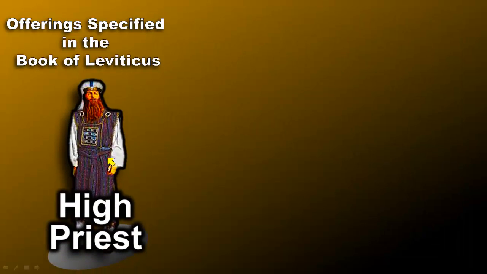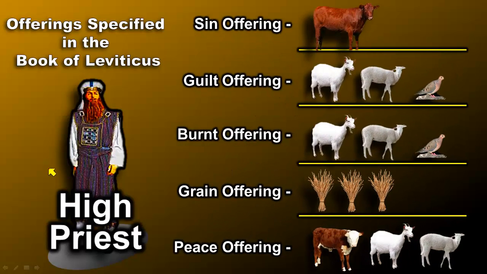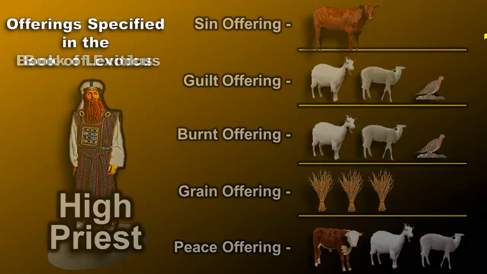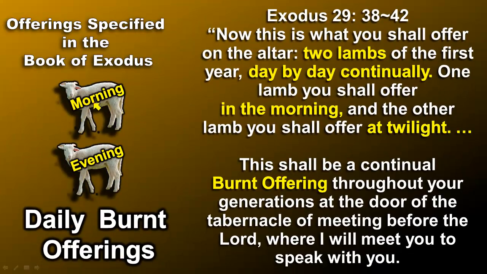Now, I've mentioned the high priest, his offerings were different. And this is actually the high priests and the leaders of the Israel nation. So their offering, because they were more serious, they had a more expensive offering that they had to offer for their sins. Now, I've mentioned about this daily burnt offering. There was one lamb in the morning and one in the evening.